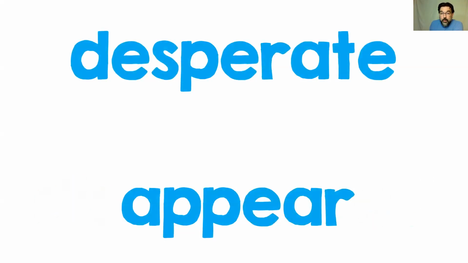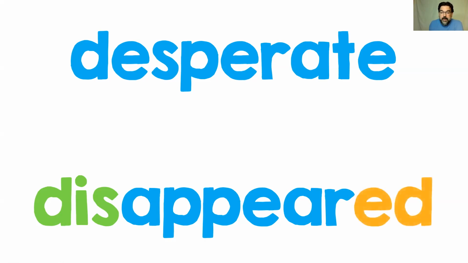Now we're going to look at the root words of these, and desperate, like we already talked about, is a root all by itself. It's a variation of despair. But appear is the root word of disappeared. And we all know what appear means. It's a verb. And if we put the prefix dis before it, it's the opposite of appear. And for some reason, I'm thinking of magic, right? So we take disappear, we add an ED, and we get the past tense verb, disappeared.